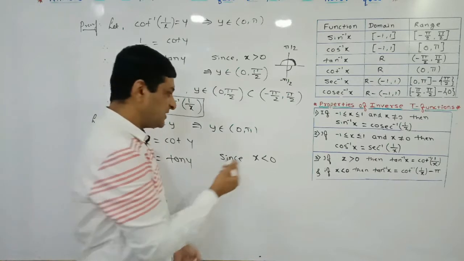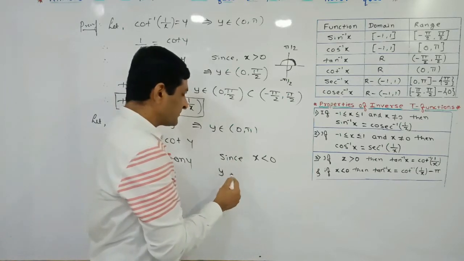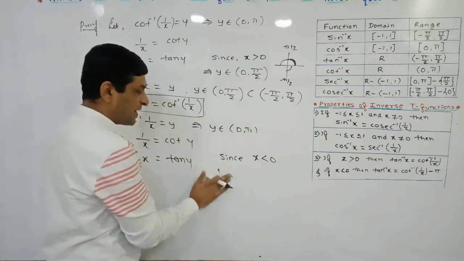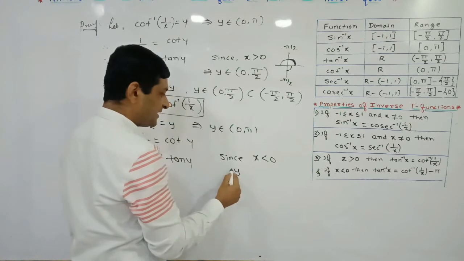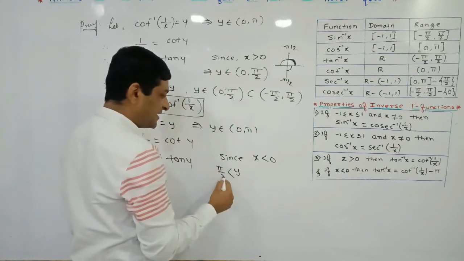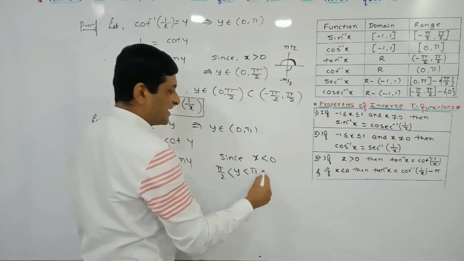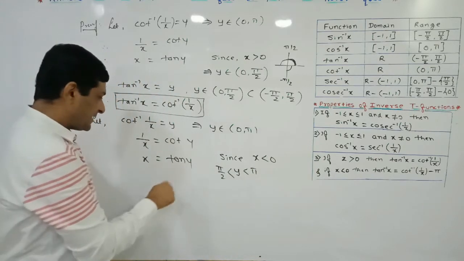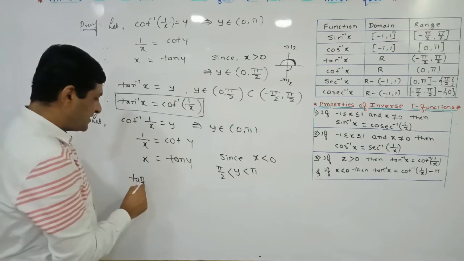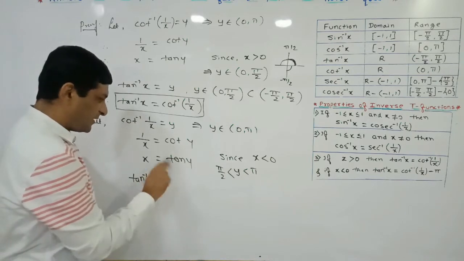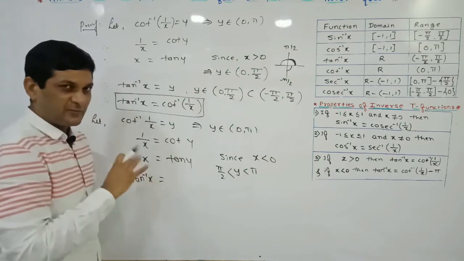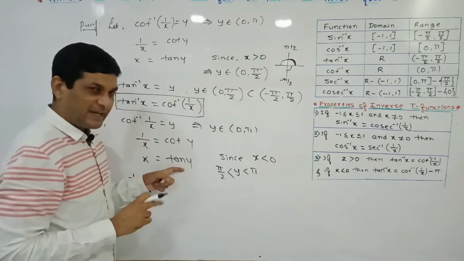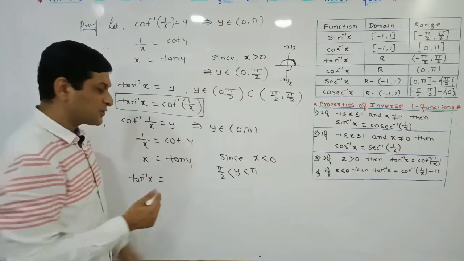Second quadrant. Means here we can say that y belongs to which interval? Second quadrant means y lies in between pi by 2 (greater than 90 degree) and less than 180 degree. So y lies in which quadrant? Second quadrant. Taking tan inverse on both sides, on this side we will get tan inverse of x, and on this side tan inverse of tan y will be equals to what? Y.